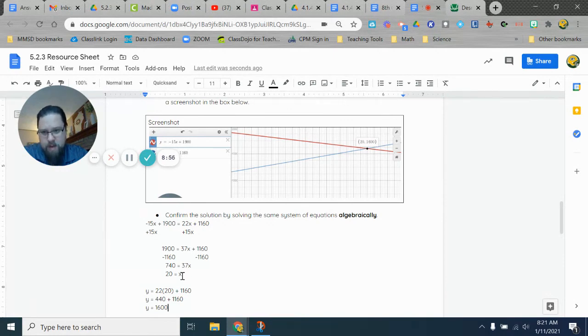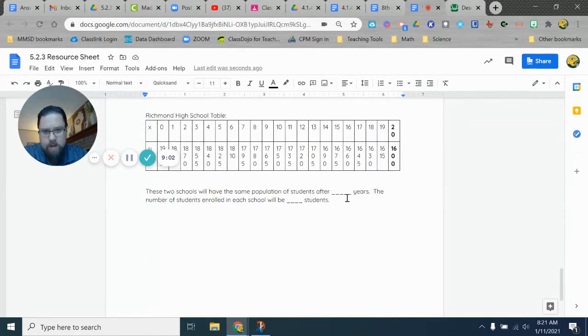Notice x equals 20, that's 20 years, and y equals 1,600 students. Okay, final thing you've got to fill out. Schools will have the same population of students after 20 years. The number of students in each school will be 1,600 students.